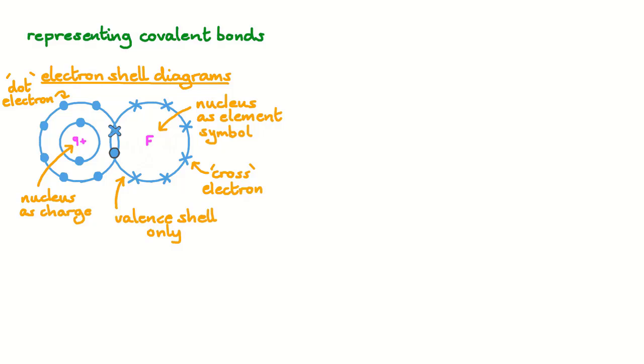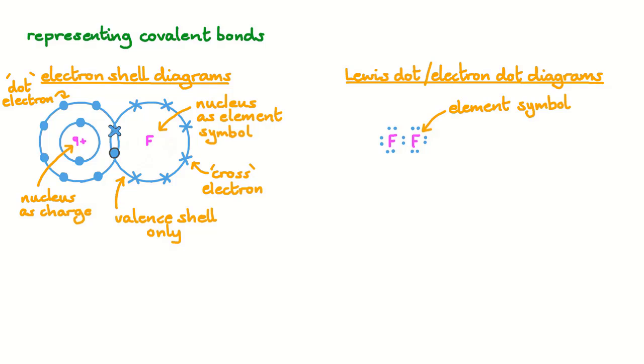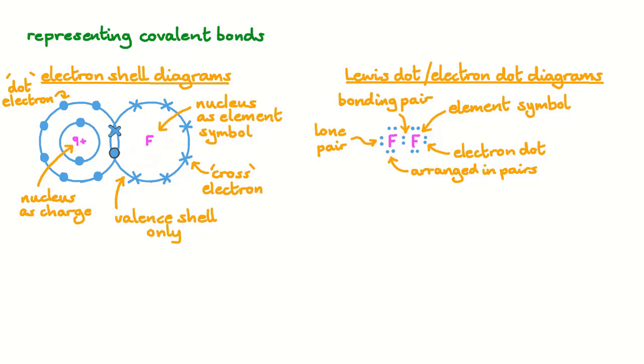And for complicated diagrams, it's sometimes easier if the valence shell is the only shell drawn and the inner shells are left out. Meanwhile, electron dot or Lewis dot diagrams are useful for condensing all this information into a much easier to draw form. Element symbols are used for the nuclei. Dots are used for the electrons. The electrons are arranged in pairs on sides of the element symbol, resembling the valence shell. And you can recognize bonding pairs by the dots between element symbols. And the other pairs of dots are known as lone pairs.